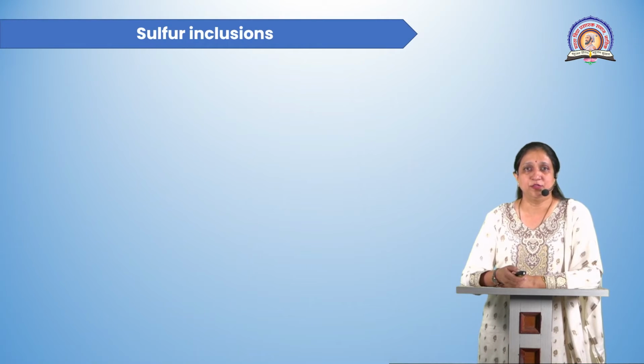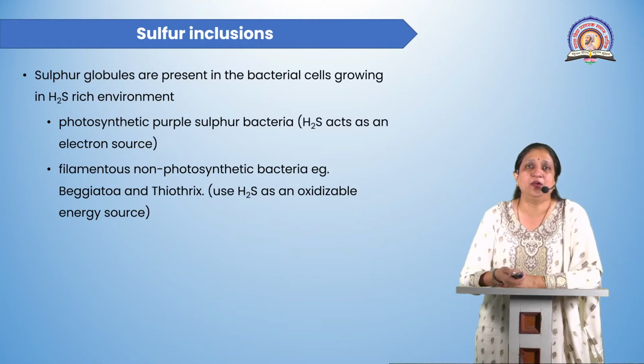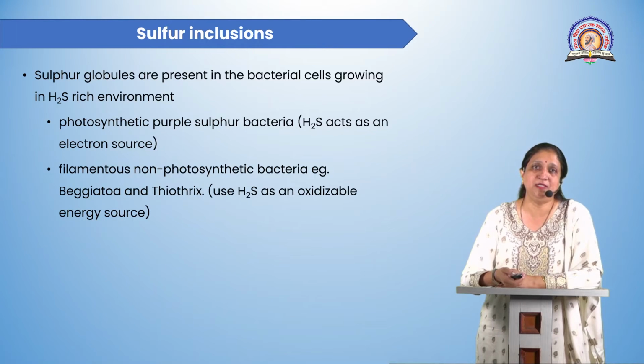The next inclusions are the sulfur inclusions. The sulfur granules are the granules that can be produced by organisms that have an ability to grow in a hydrogen sulfide rich environment. Two different groups of bacteria, that is the photosynthetic purple sulfur bacteria and the filamentous non-photosynthetic bacteria, have an ability to produce these sulfur inclusions.